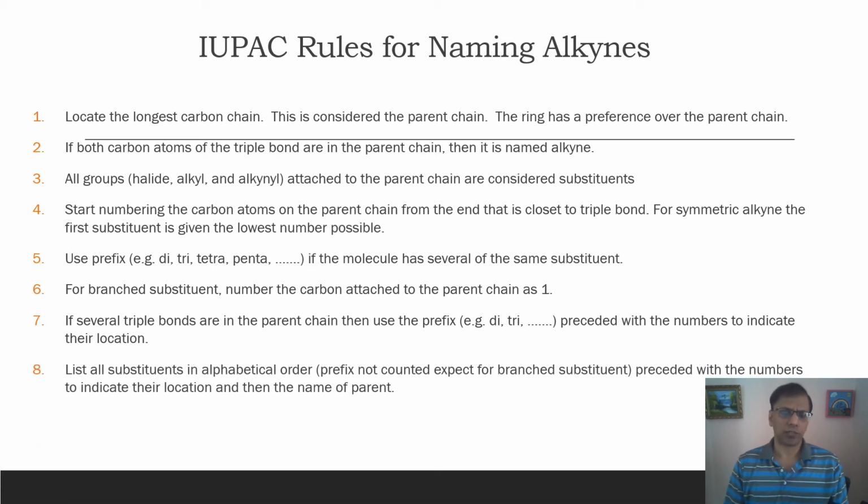So finally, in order to name the organic molecule, you'll start listing all the substituents in alphabetical order. Remember to add the numbers in front of the substituents to indicate the location of the substituent. And finally, add the name of the parent.